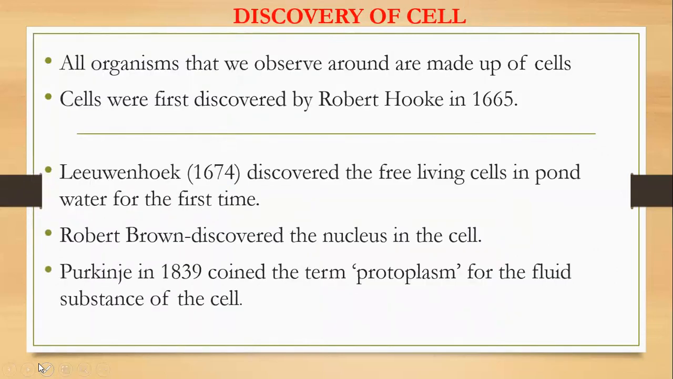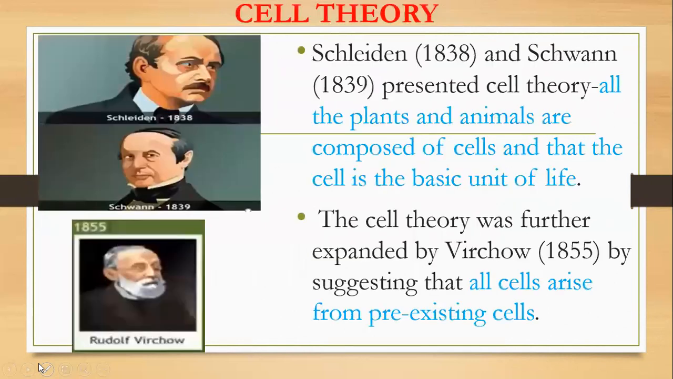What are the things you learned in this topic, discovery of cell? All organisms that we observe around are made up of cells. Cells were first discovered by Robert Hooke in 1665. Leeuwenhoek in 1674 discovered the free living cells in pond water for the first time. Robert Brown discovered the nucleus in the cell. Purkinje in 1839 coined the term protoplasm for the fluid substance of the cell.